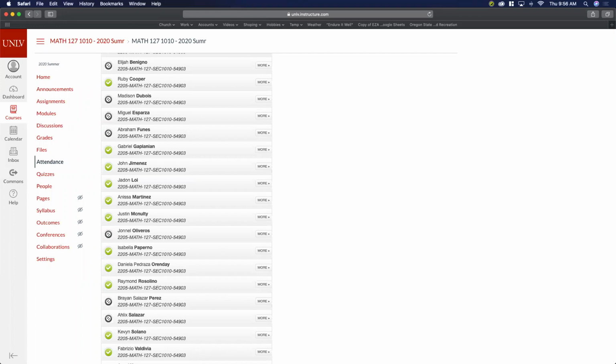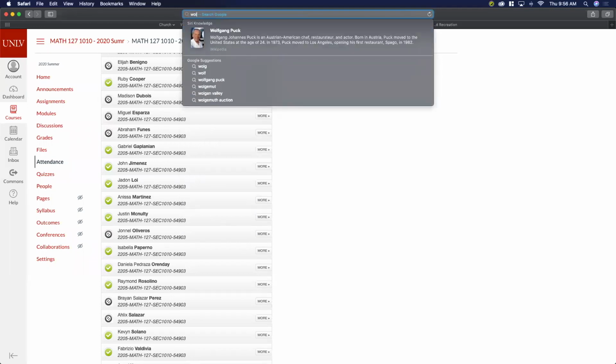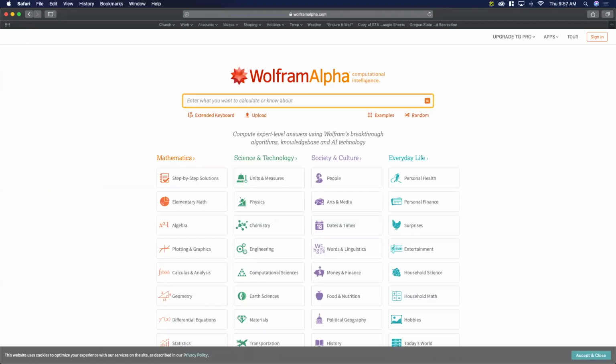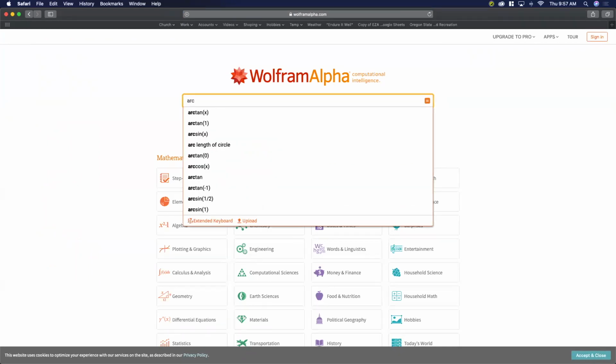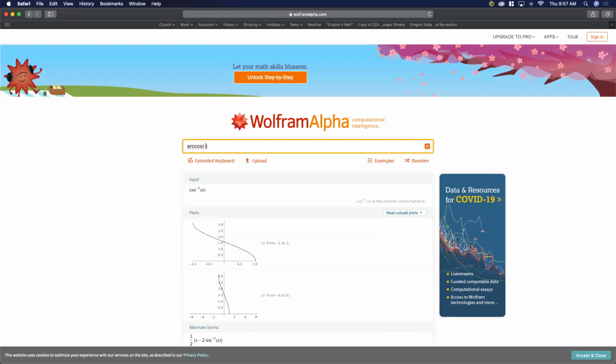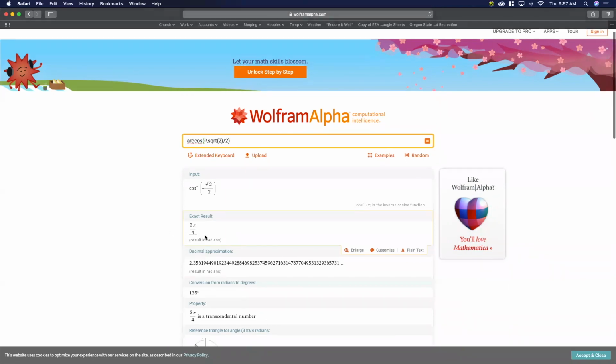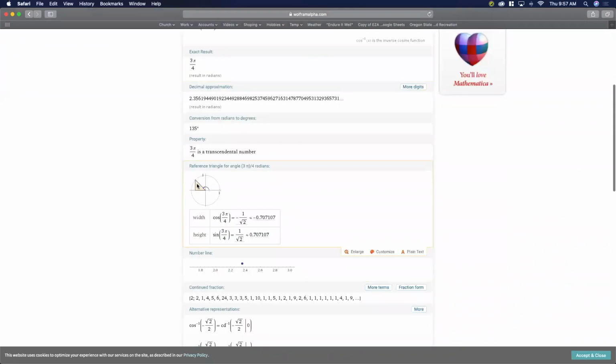Get my keyboard in front of me. And so if I type in arc cosine of negative square root of 2 over 2, I hope that's how you type it in here. You'll tell me in a second. Yep, so minus. So that gives me this one, right? So the arc cosine of this is 3 pi over 4, which is this angle right here, right?